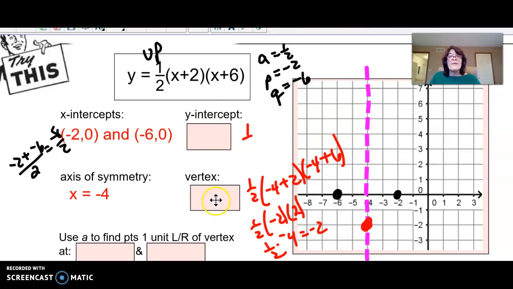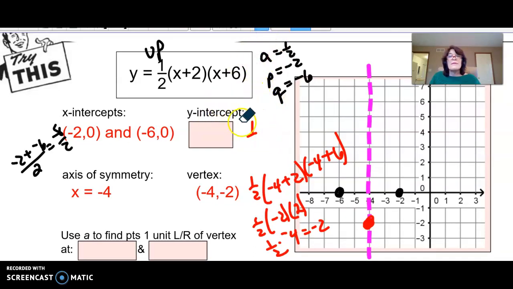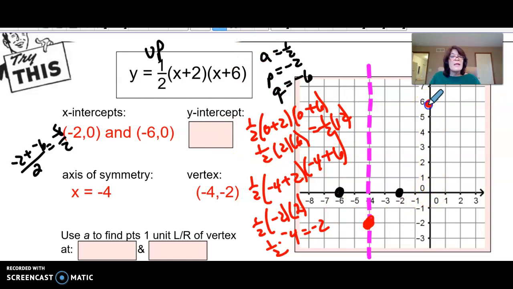Okay, let's see if that's what they got. -4, -2. My y-intercept I get by putting 0 in for x. So I'm going to have 1/2 times 0 plus 2 times 0 plus 6. That's half of 2 times 6. 2 times 6 is 12. Half of 12 is 6. So my y-intercept must be 0, 6. Okay? That's how we get all this stuff.